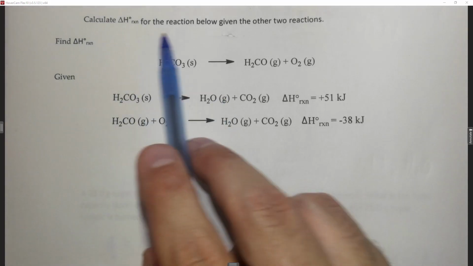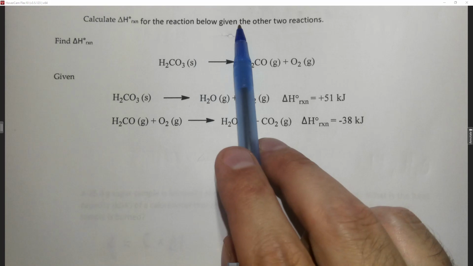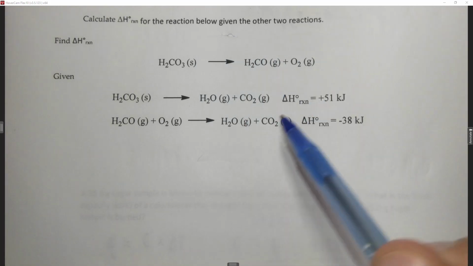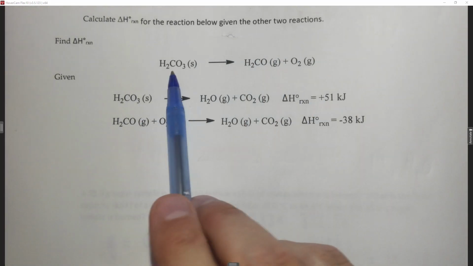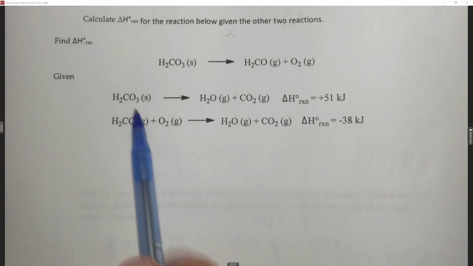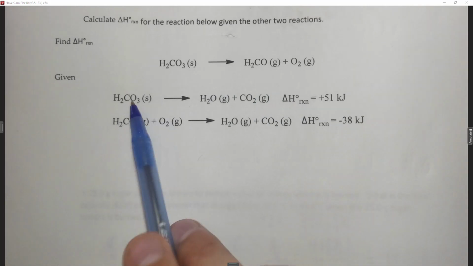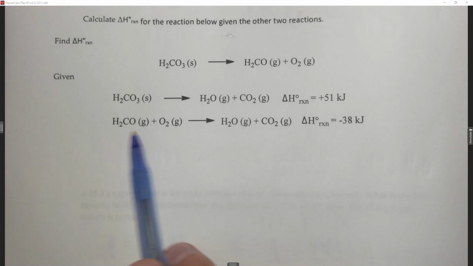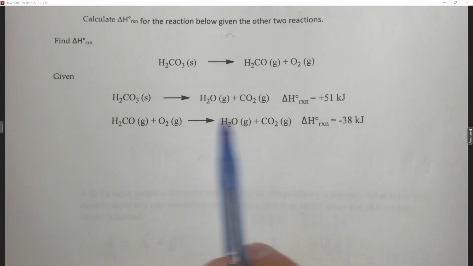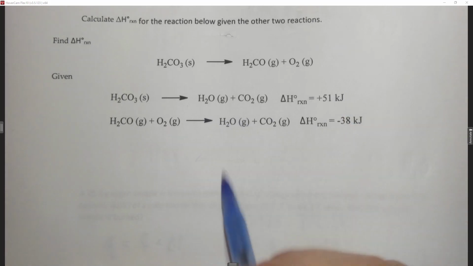The question says, calculate the delta H of the reaction below given the other two reactions. So this is a Hess's Law problem. What we have is carbonic acid forming formaldehyde and oxygen. And we're given two reactions: carbonic acid forming water and CO2, and formaldehyde burning in the presence of oxygen to form carbon dioxide and water.